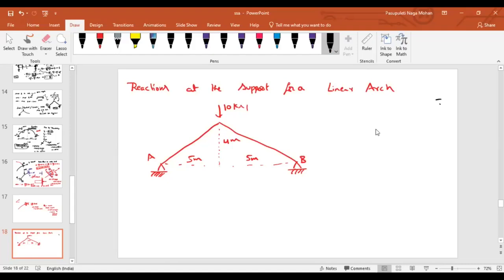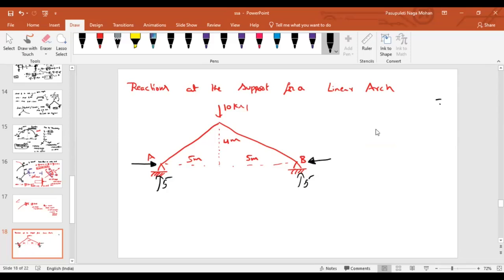5, sir. Yes, clear, it is 5 and 3. And what about the horizontal thrust? 25, sir. How much? 25. How? Oh, it's 25. It's not a 3-hinged arch. Is it 2-hinged? 0, sir?